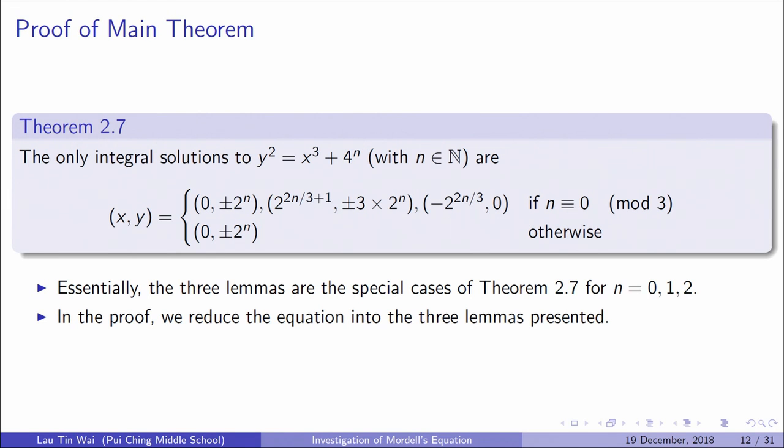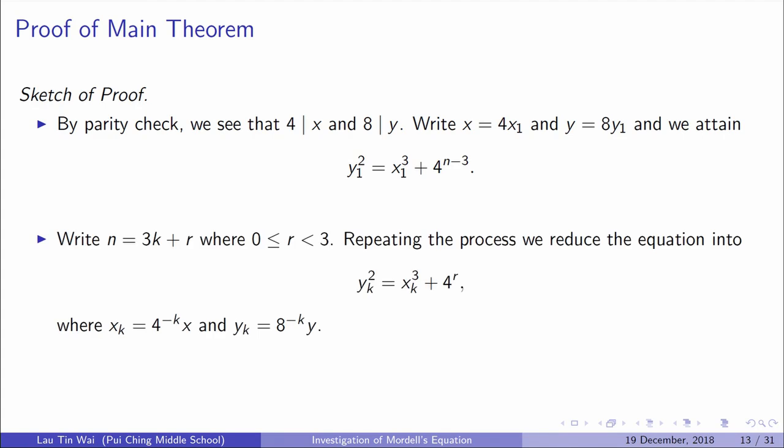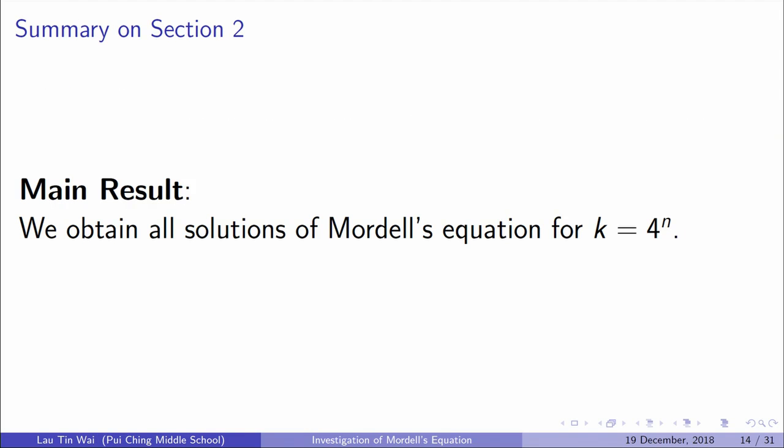Now I can prove the main theorem. Notice that the three lemmas are presented as special cases of the theorem, where n equals 0, 1, 2. For the proof, I'm going to reduce the equation to the three lemmas presented. Notice that 4 divides x and x divides y, so I can write this equation as shown. Notice here n is subtracted by 3. So by the division algorithm, I write n equal to 3k plus r, and repeating the process of subtracting 3, I reduce the equation as shown here. Notice r is smaller than 3, so this is one of the three lemmas, and the result follows. So the main result here is that I obtain all solutions for k a perfect power of 4.